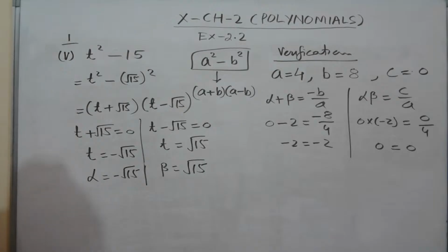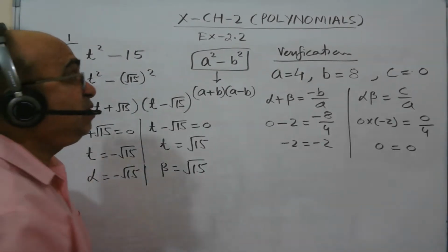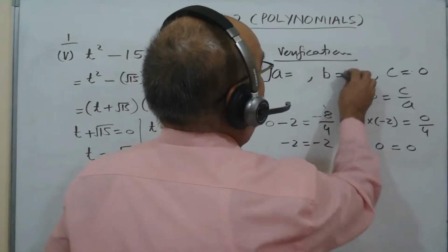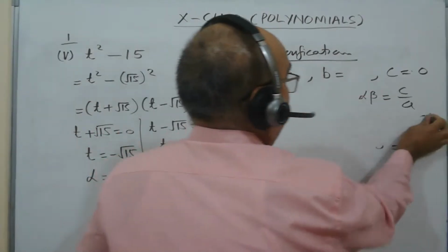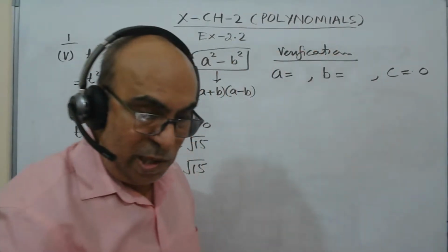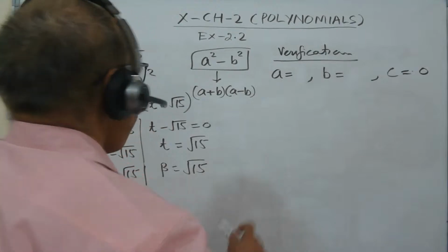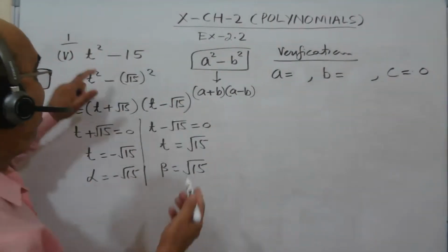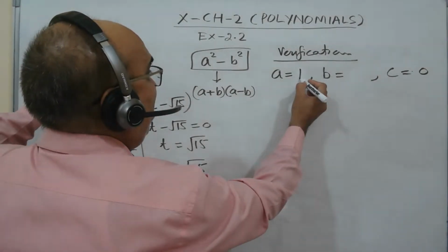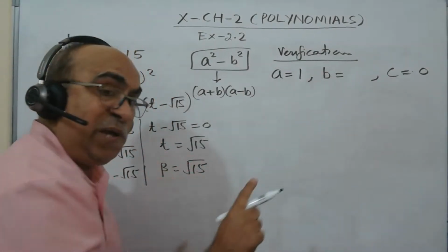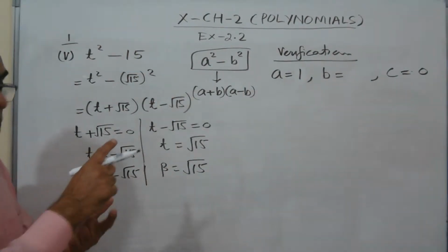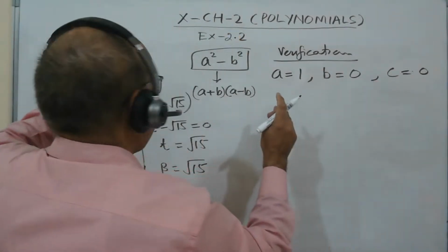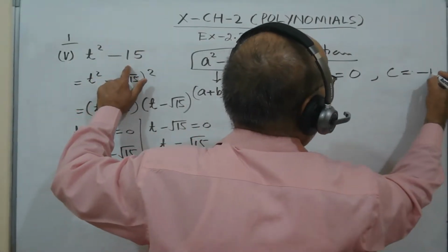Now verification. Because there are only two terms, students are facing problems writing the values of ABC. A is the coefficient of the square term. There is t square. What is the coefficient? 1. B is the coefficient of t, right? So here is t, there is no t. So B will be 0. And this is the constant term, that will be C.